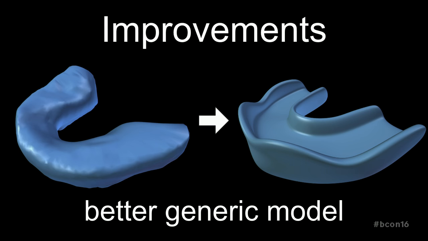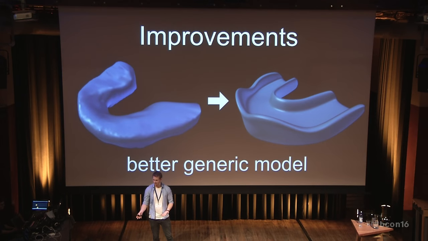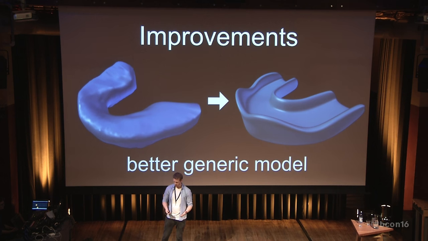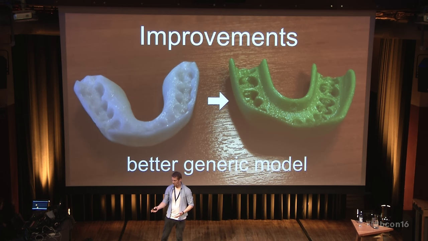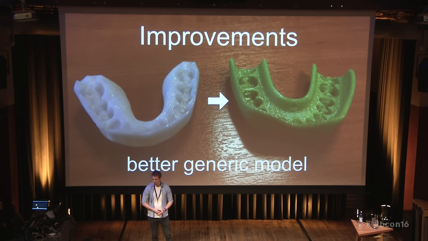And I found a guy named Julien Deville from France. I started working with him, and I gave him some input. And the model on the right is what he came up with. And this is, of course, night and day, the difference. So when we used the second generic model and cut the scan out of it, sent it off to a printer, we got this green model.